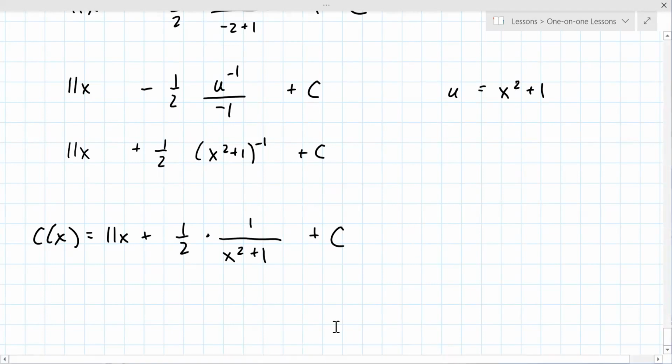Wait, how did it turn into a plus? 11x plus 1/2. This minus 1 right here goes with this negative there, and they're multiplied. Yes. Okay.